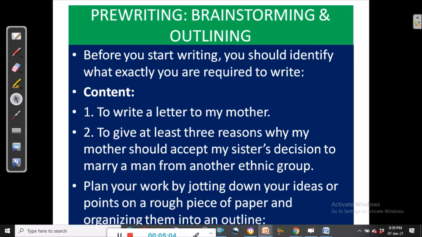Then the next thing is to plan your work by jotting down your ideas or points on a rough piece of paper and organizing them into an outline. If you are in the exam hall, you won't be allowed to come with an extra rough piece of paper. So you have to turn one of the pages of your answer script into a rough sheet of paper, preferably the last page. You use it to jot down the points you want to use for your writing, after which you cancel it out neatly.